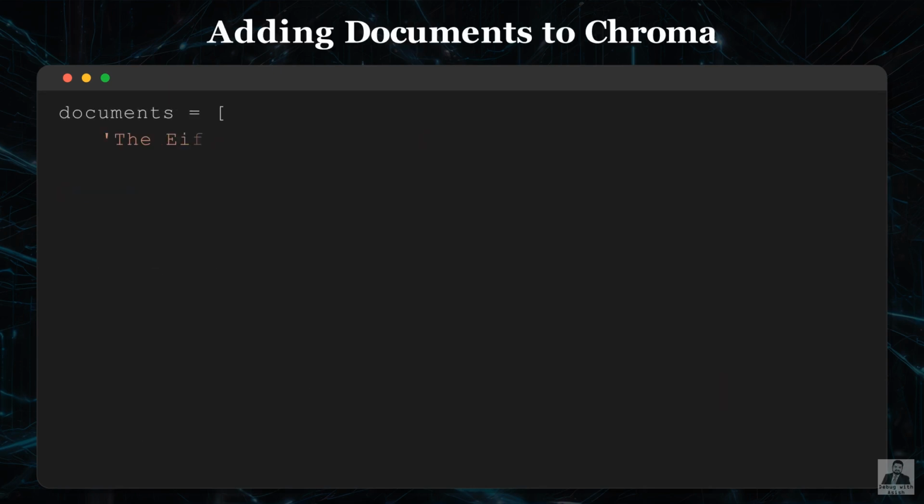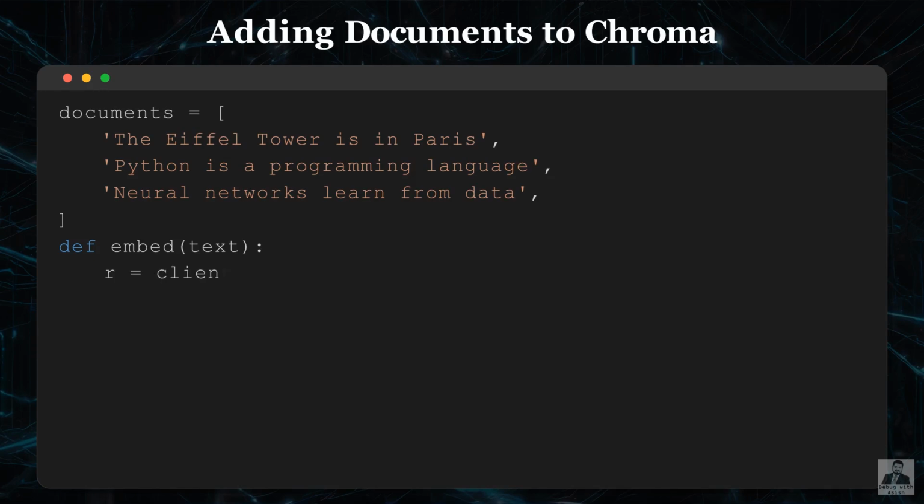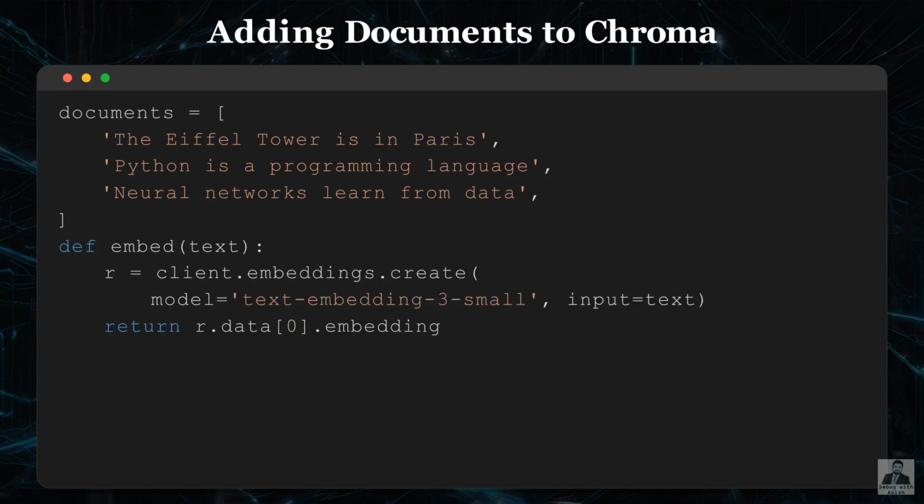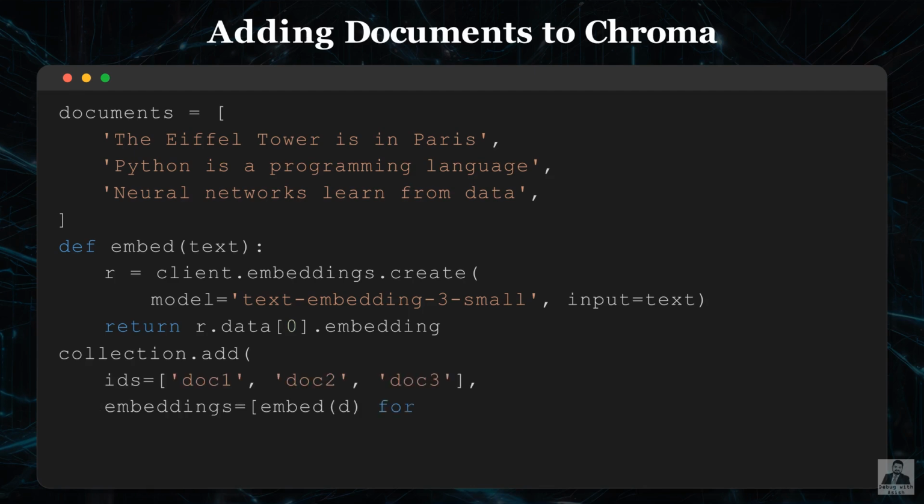To add documents, we first generate an embedding for each one using the OpenAI model from episode 1. Then, we call the add method on our collection, passing 3 things: a unique ID for each document, the embedding vectors, and the original document text. Chroma stores all 3 together. The ID lets us update or delete a specific document later. The original text is returned alongside results at query time.